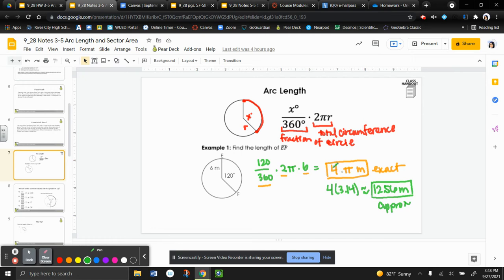So again, to get your answer in terms of pi, you multiply the number, skip over the pi. So 4 pi meters is the exact answer. And then to get the approximate, you do 4 times 3.14.